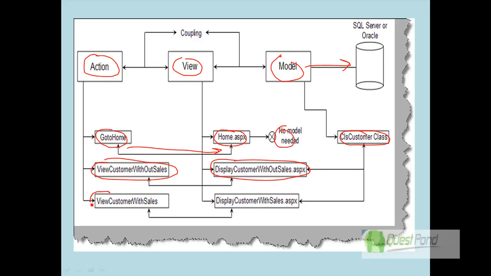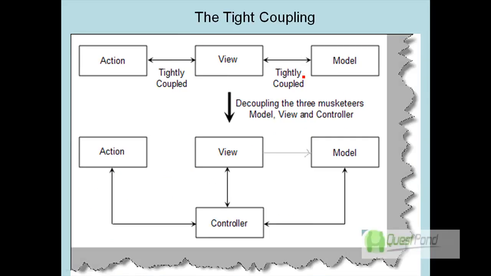In the same way, the third action is where the customer wants to see the customer with sales. It is mapped to display customer with sales.aspx, which again uses the model to get data. So we can say that every action is mapped to a view, and every view needs data. That is the model. If you look at the overall picture, you have an action, and this action leads to a view, and the view leads to a model.